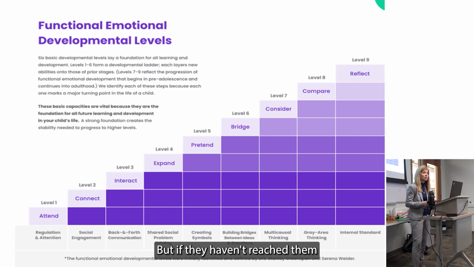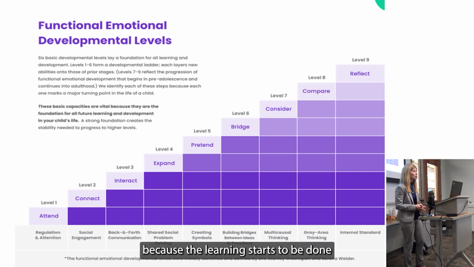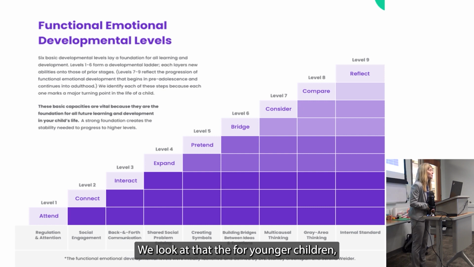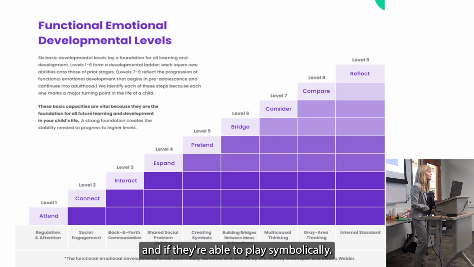But if they haven't reached the symbolic level, it's very hard because the learning starts to be done more in the mind and not with manipulatives. We look at, for younger children, how the child plays, and if they're able to play symbolically. There's stepping stones to that.